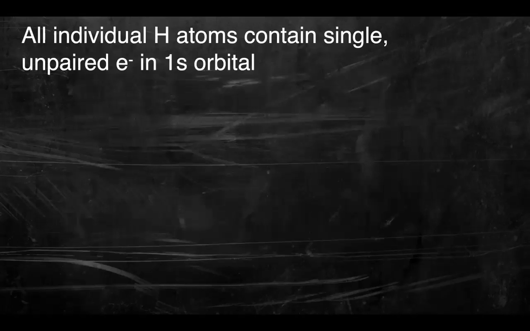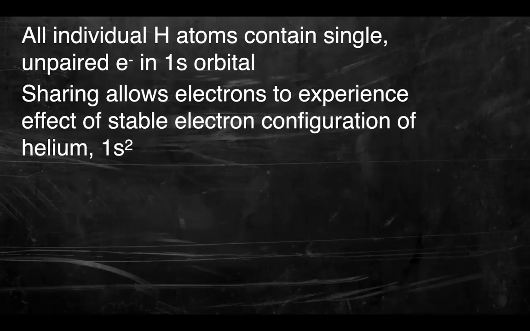Now, let's look at why, for the hydrogen example, it makes it stable. If you look at the electron configuration, an individual hydrogen atom has a single unpaired electron in its 1s orbital.